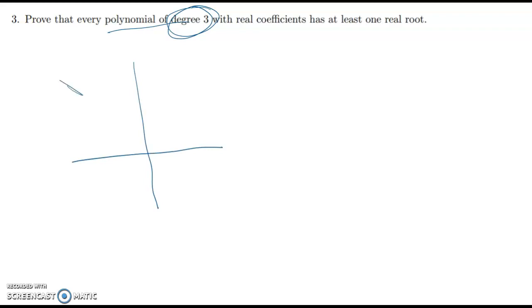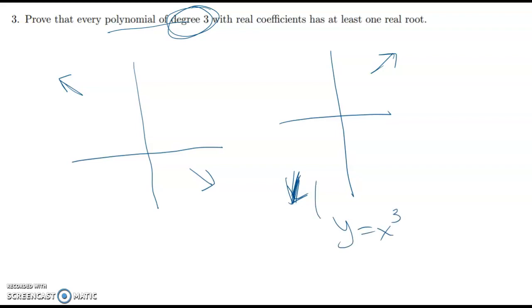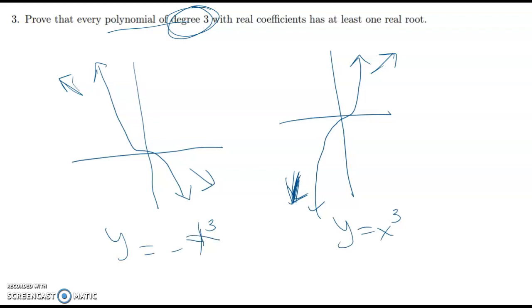The ends of the graph look like this or the other way. It's going to be either this or this, right? I'm just showing you the end behaviors. For example, if you have y equals x cubed, your graph would look like this, and if you have y equals negative x cubed, your graph would look like this. So if one side is going up and the other side is going down by the nature of the degree, then you know it should cross the x-axis at least once.